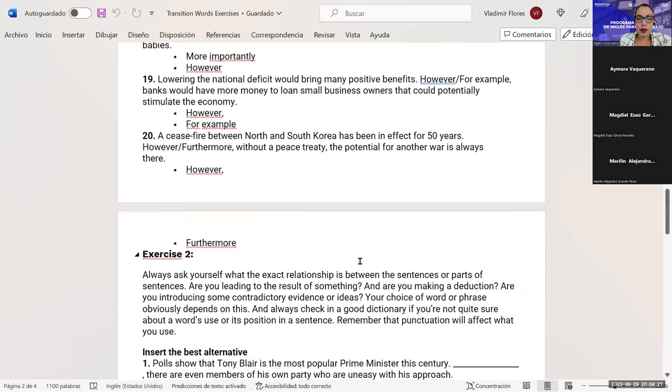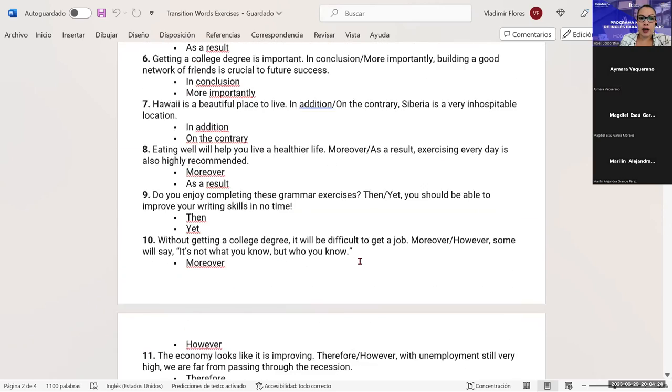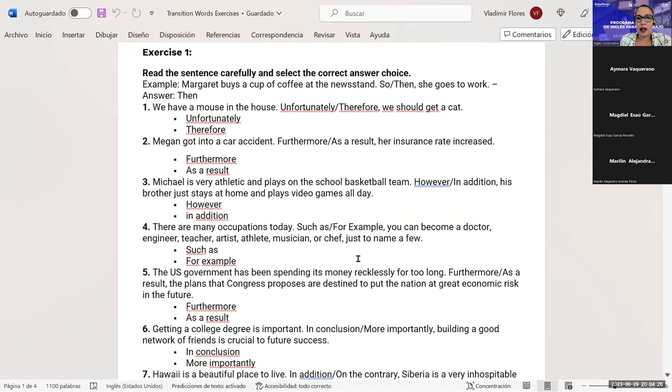Remember that this is multiple choice and you have to select the correct transition word for each example. We did the first one, I guess. We have a mouse in the house. Therefore, we should get a cat. So I'll give you time to continue answering them, and we're going to check later. Let me know if you have any question. I'm going to be here.